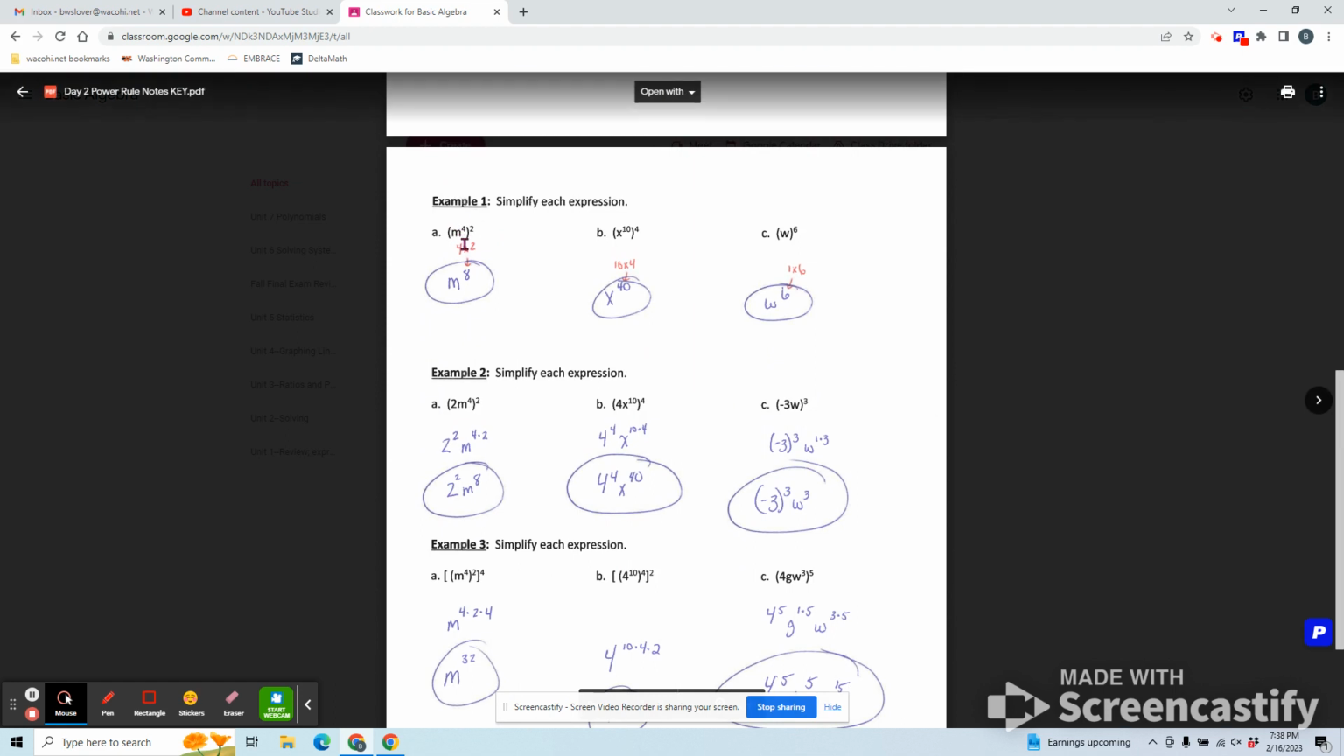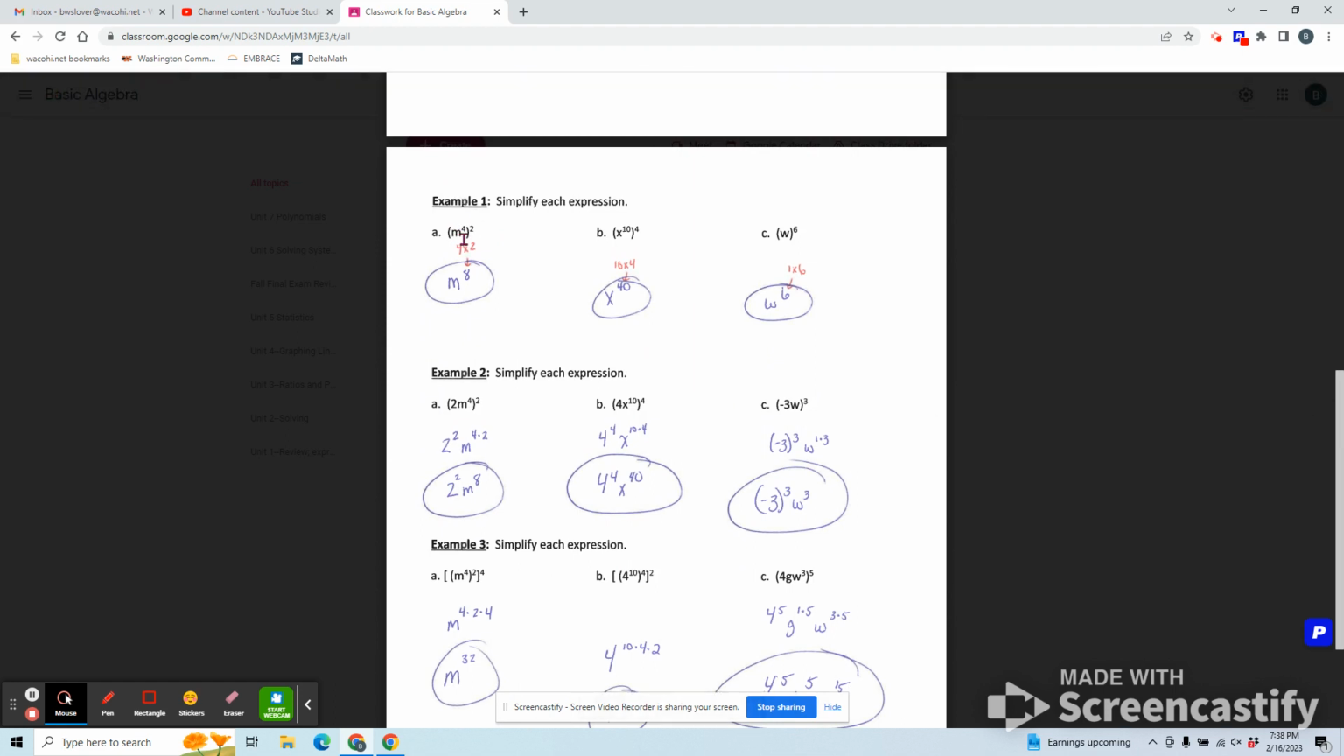So example 1, they all say simplify each expression. So m to the fourth raised to the second power. m is my base, and I have 2 exponents there. I'm going to multiply them together, just like I showed in red. 4 times 2 is 8. So my answer is m to the 8th.